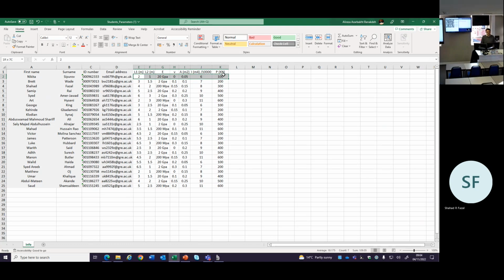And here are the parameters you will need: L1, L2, E, nu, A, I, and P. So this I means that this is 6 divided by 10,000 in terms of m^4. It means that this division by 10,000 will be applied for all of them, that's why I haven't repeated it here.